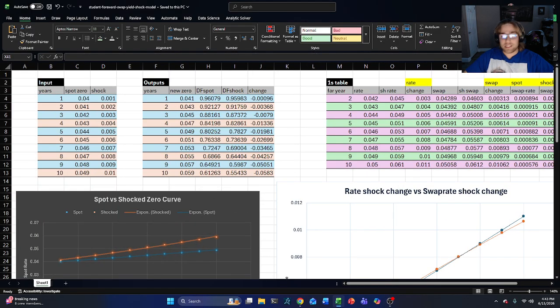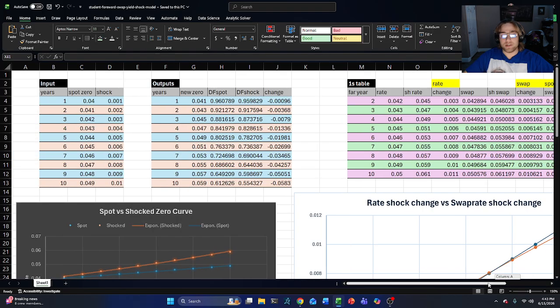So for our input table, it's really simple. We're just going to put in, we're doing years 1 through 10 here, and we put in the spot zero rate, and then we put in the shock. So we don't put in the final destination of the shock, we just say how much. So as you can see, we have a forwarded curve right here, just going up 10 basis points. And then I'm just using a simple example here for the student project.